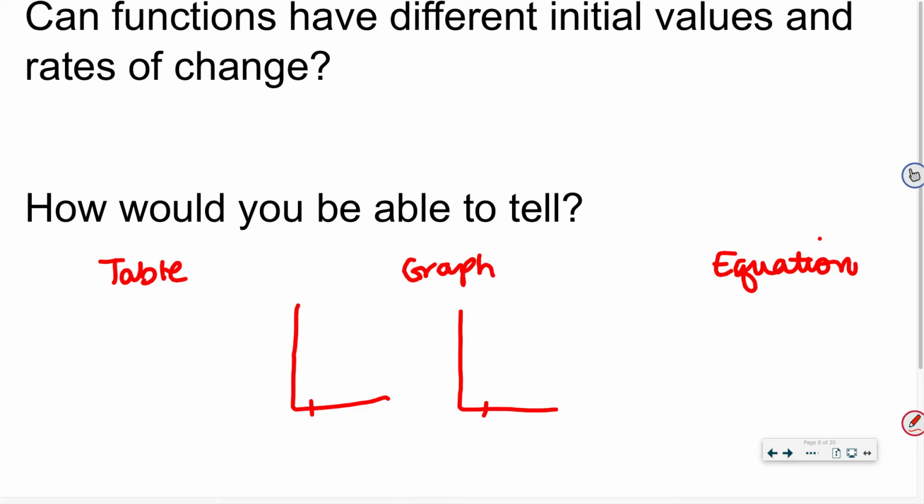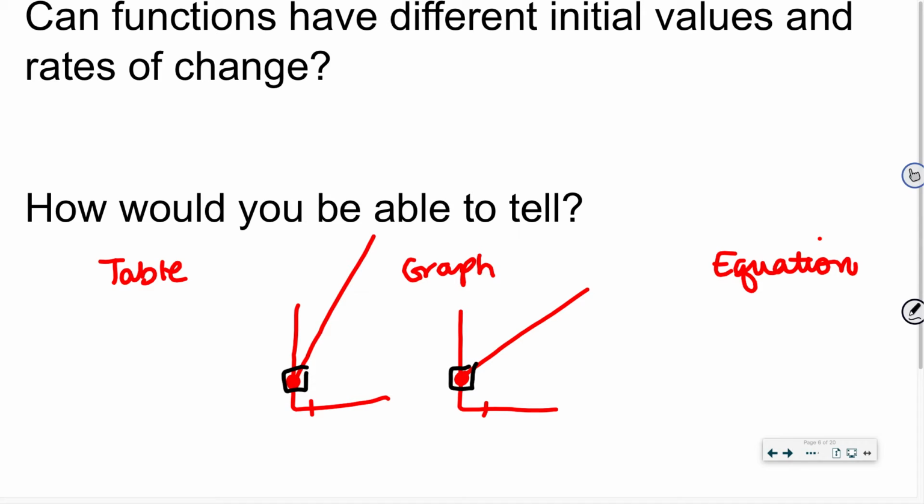We want to go for a straight line. So let's say we have a straight line like that. How would I identify if there's a different initial value? How steep the slope is? Is that initial value? Rise over run. What would initial value be? Where would I look? Y-intercept. I can look at the y-intercept and find the value that represents my initial value.